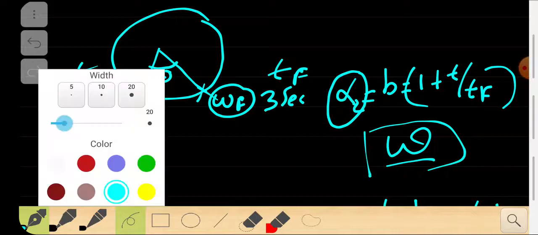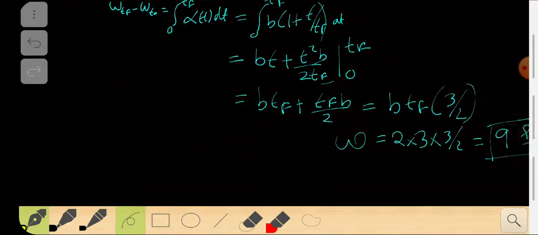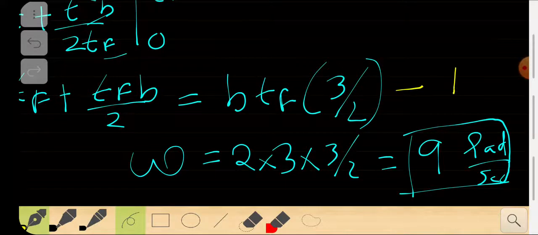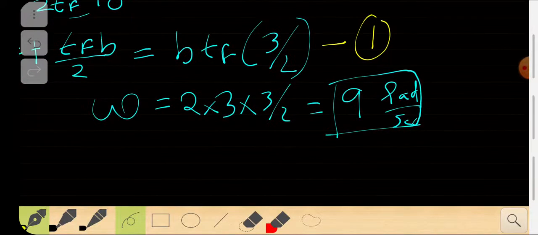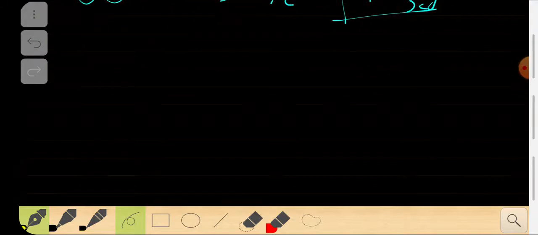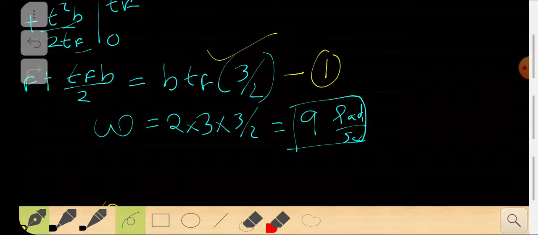Okay, we have found that. Now let's find out, we have got the omega, right? This is the equation of omega, which is called equation 1, and we need to find the exact angle, how much it rotates. So we can do theta, which will be equal to the area under the curve of this graph, the omega versus t graph.